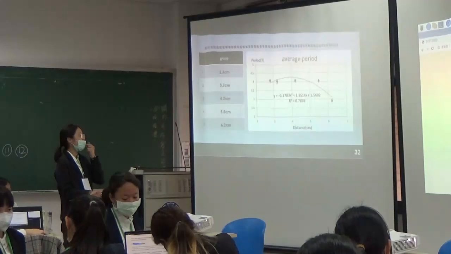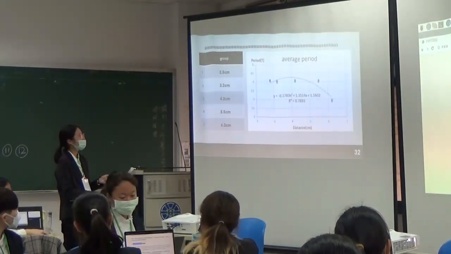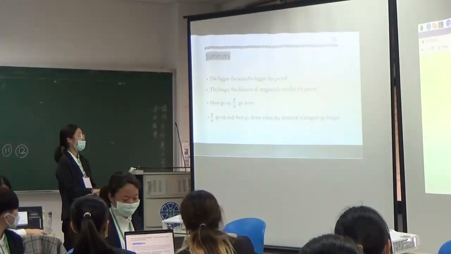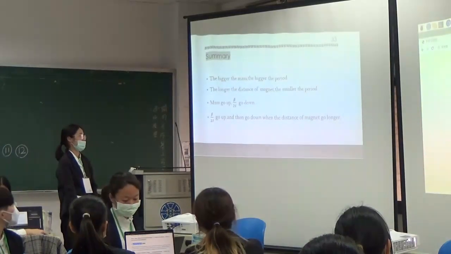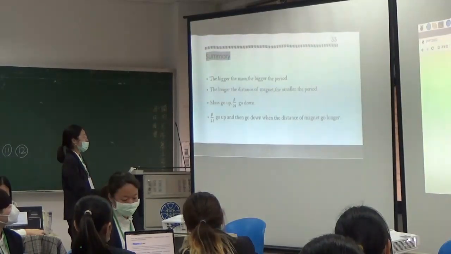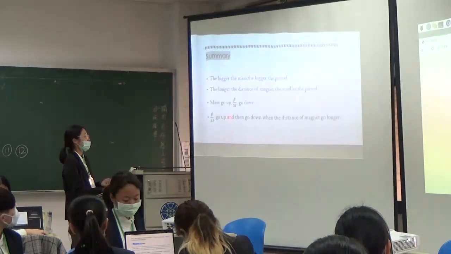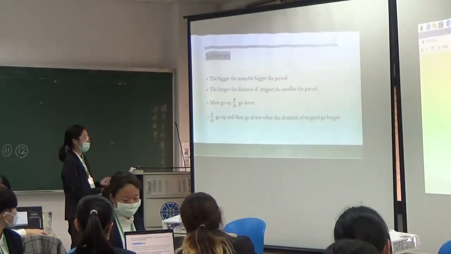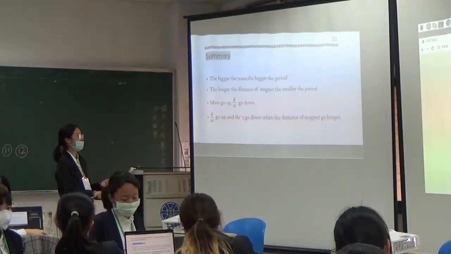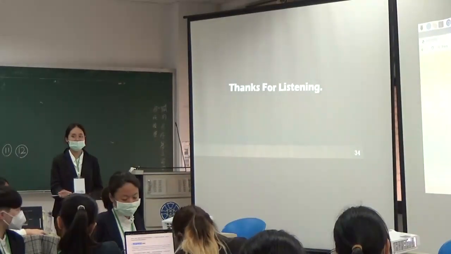And this is our final average period. So the summary is the bigger the mass, the bigger the period, and the longer the distance of the magnet, the smaller the period. As the mass goes up, beta divided by 2 times inertia goes down. And beta divided by 2 times inertia goes up and then goes down when the distance of the magnet gets longer. Thanks for listening.